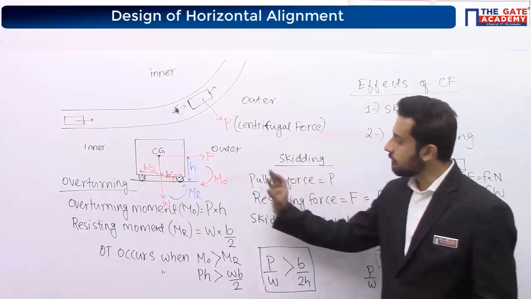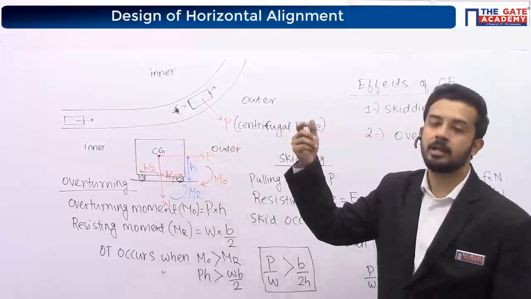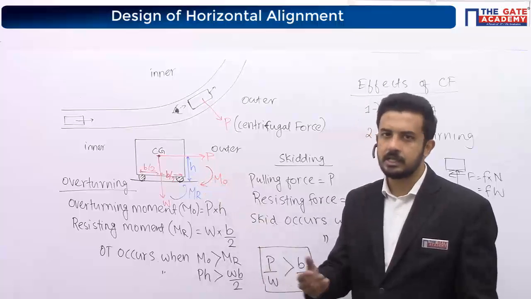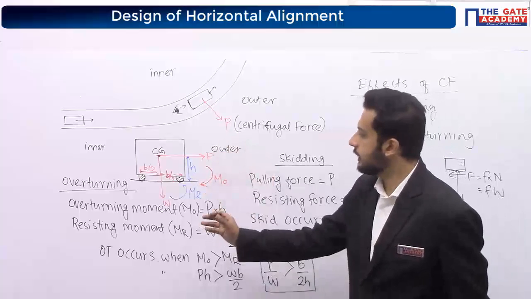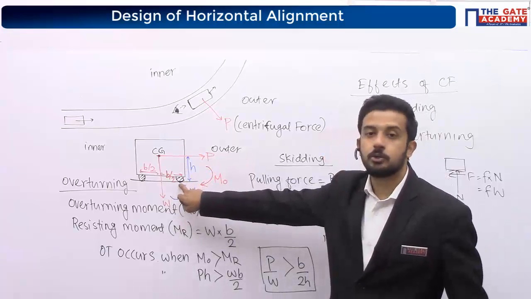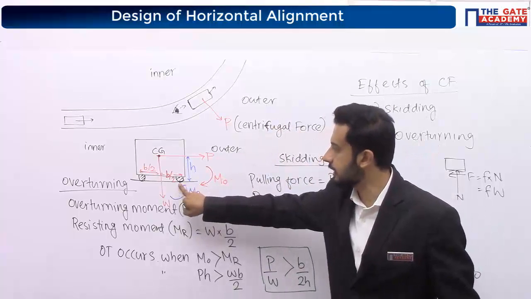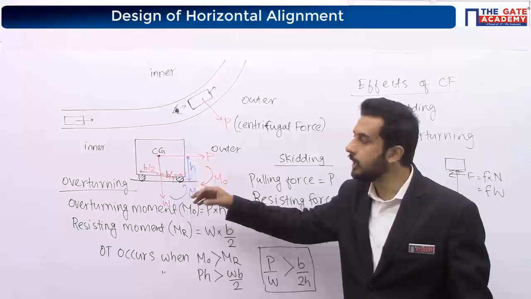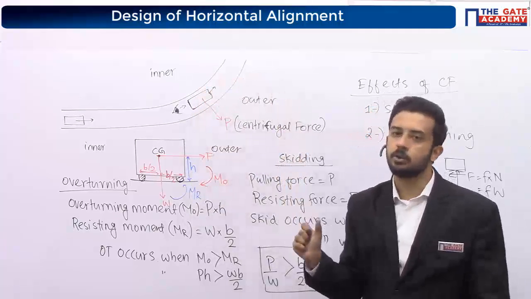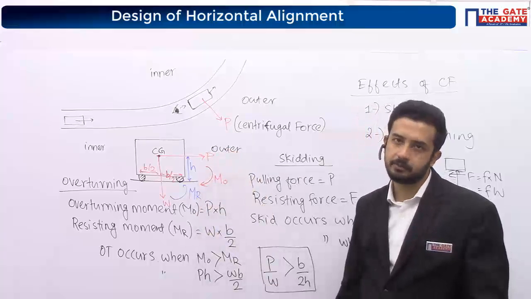When will overturn happen? To have an overturning, there should be a moment instead of force. Who is making you overturn? Definitely centrifugal force. So the overturning moment is P into the perpendicular distance about the point it is overturning. It is overturning about the right wheel, the outer wheel. So that will be P into H, where H is the height of your center of gravity.